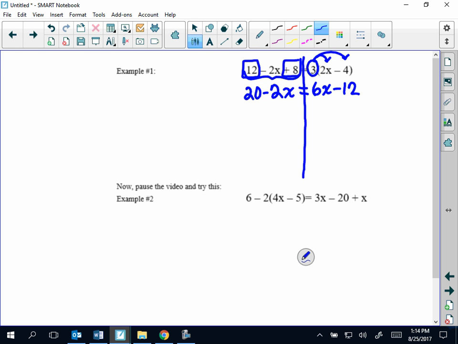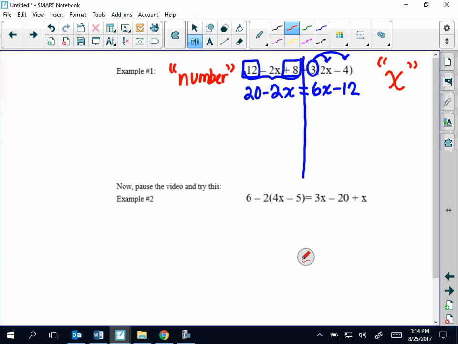Now that I'm done simplifying both sides, I want to set out on a plan to get the x's on one side and the numbers on the other. It really doesn't matter which side is which, but a lot of people look for where the bigger x is. And in this case, the x is bigger on the right. So they use that as the side they're going to call the x side. And then this is the side that they're going to call the number side.